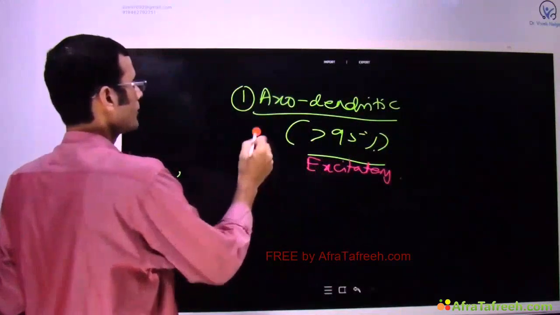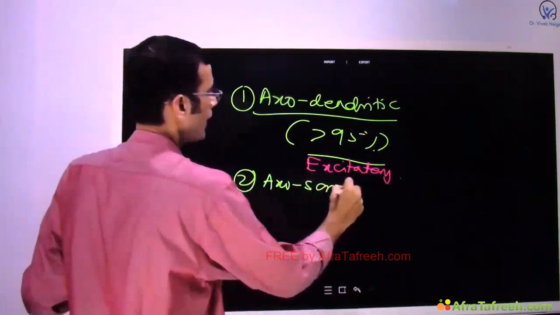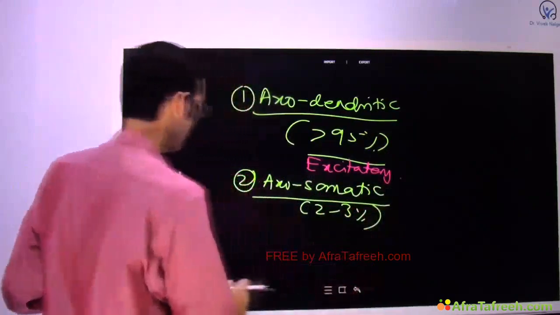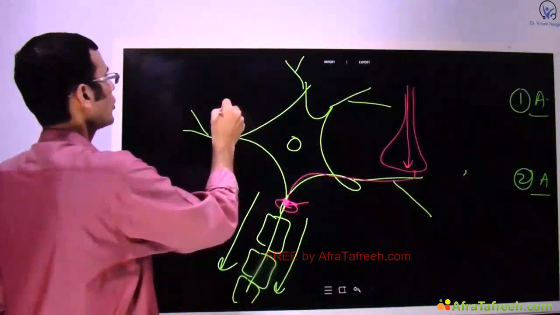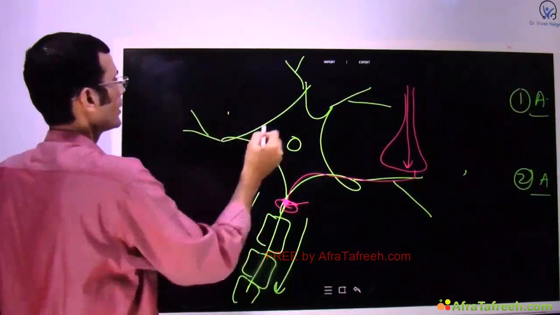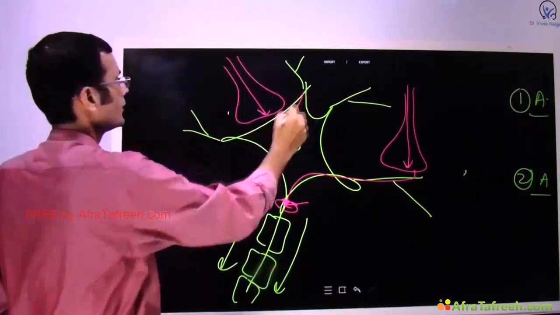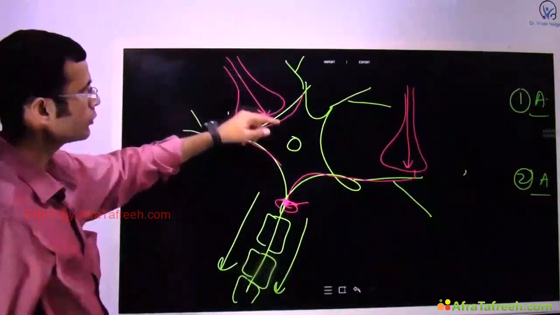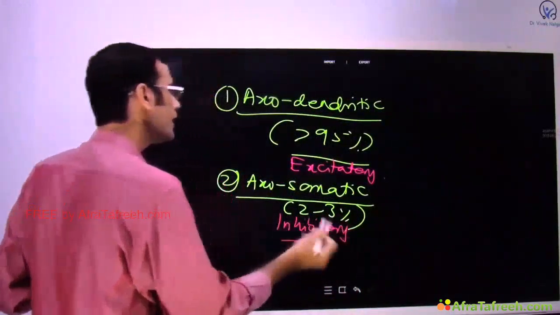The second type of synapse is the axosomatic synapse. 2 to 3% of synapses in the brain are axosomatic type. So, the axon of the first neuron ends on the cell soma of the next neuron. This is the membrane of the nerve cell body, the cell soma. This is an axosomatic synapse. This synapse is an inhibitory synapse.